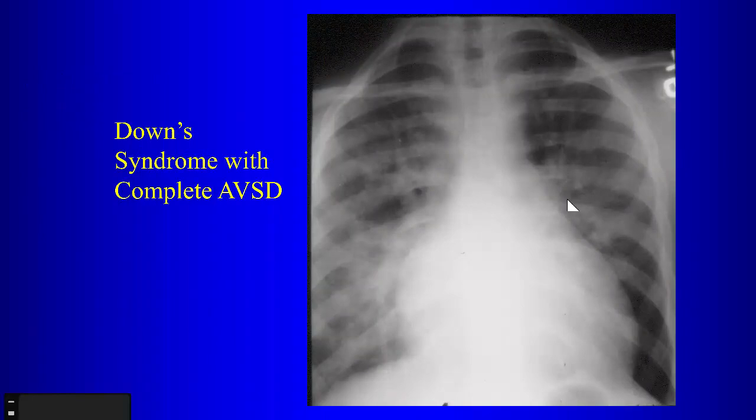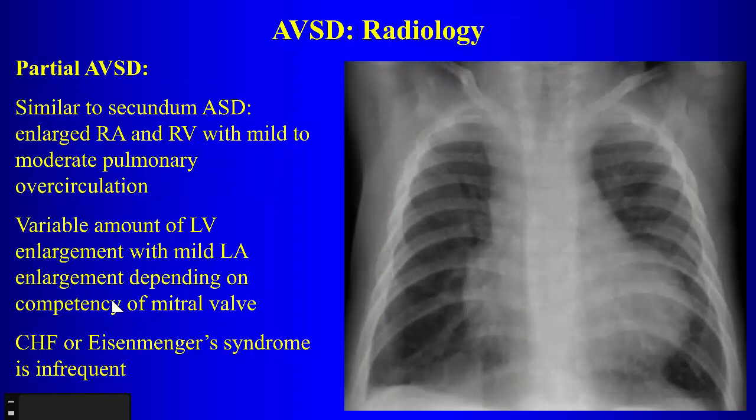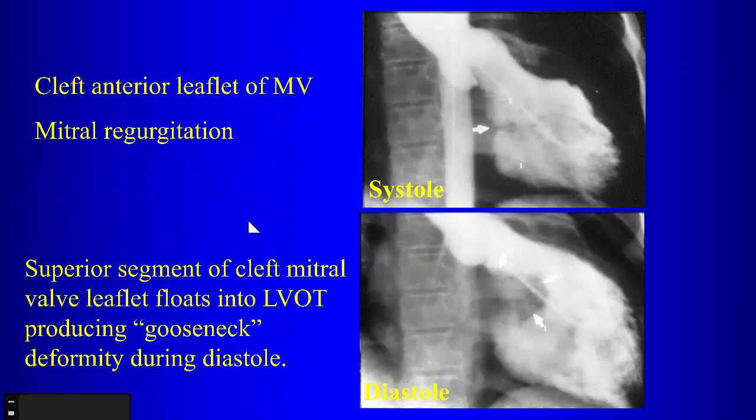So big pulmonary overcirculation, right? You will expect to see that with these endocardial cushion defects. The partial defects will resemble more ASDs, with milder left to right shunts.